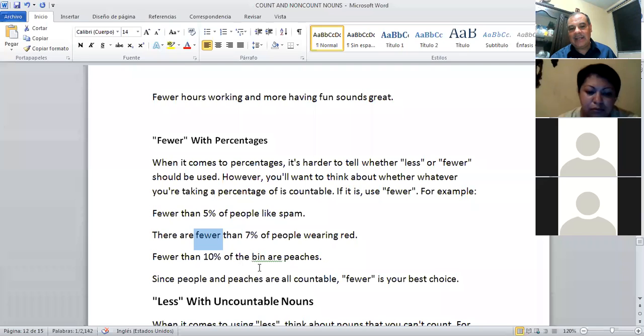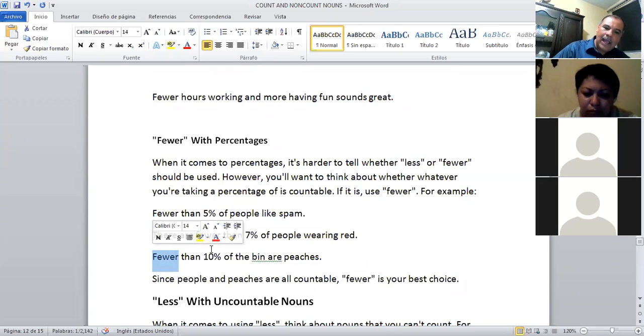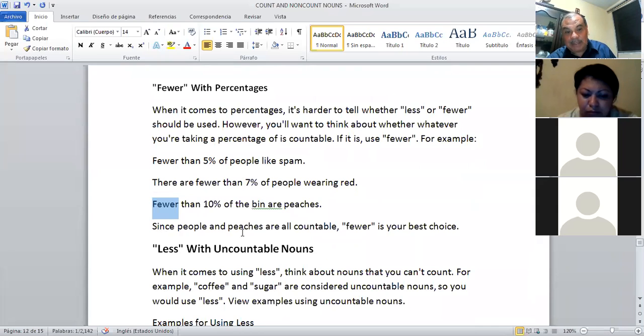Fewer than 10% of the beans are peaches. So peaches is a plural count noun, and because this percentage refers to the peaches, which is countable, I have to use fewer. Now, of course, in Spanish. What does it mean, bean, teacher? Bean is like el cultivo, el sembrado. Okay. Thank you. So here, since people and peaches are countable, I use fewer.